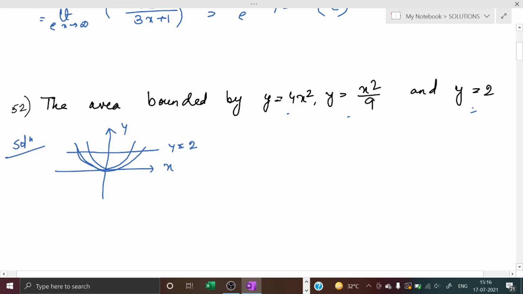I would prefer you to solve this question like this: 0 to 2 f(y) dy, that is taking the area along the y-axis because that will be easier. Then you will have the area under this curve minus the area under this curve, so you can get this area. Find it for one part, and since this is symmetric about the y-axis, you can just multiply it by 2 and get the answer, right?